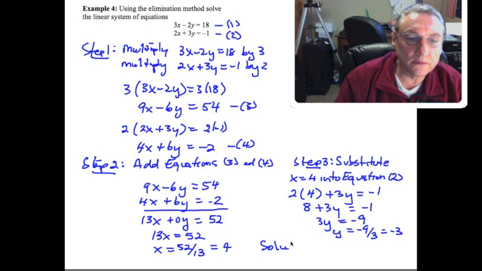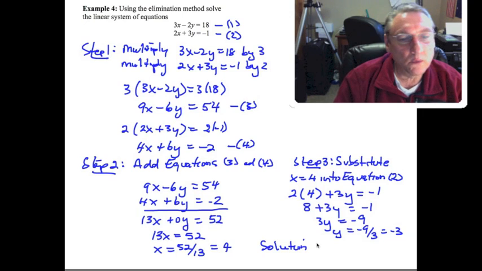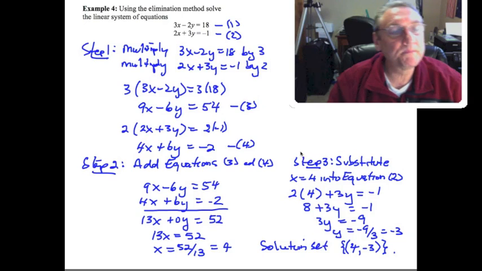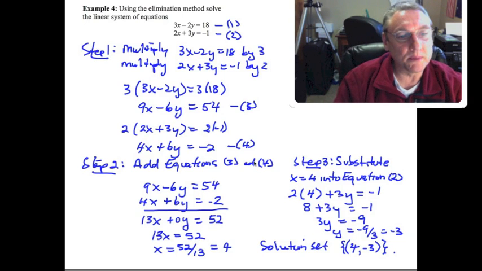So our solution set will be this point, which is (4, negative 3). Okay? Right, so that's how we do that particular kind of question.